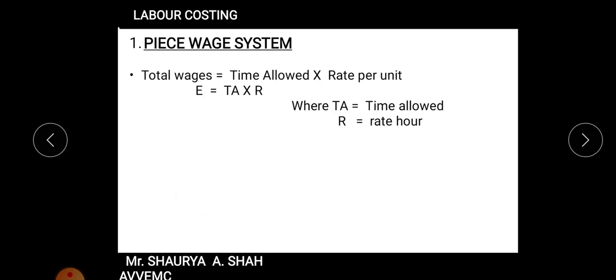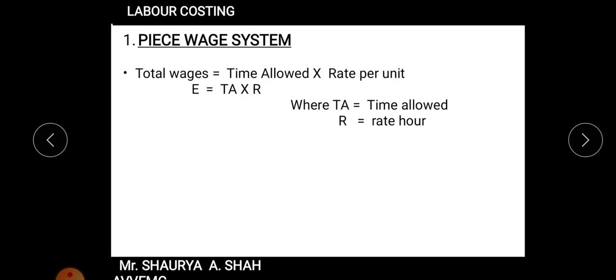Again, the second one we saw was time allowed into rate per unit, if your piece wage is on the basis of the time allowed, right? Not on the basis of the production, but on the basis of time allowed. So you need to pay according to this, right? You need to just understand the formula, students. Once you start with the sums, then you will remember each and every formula and it will be very smooth and clear with you. Fine.